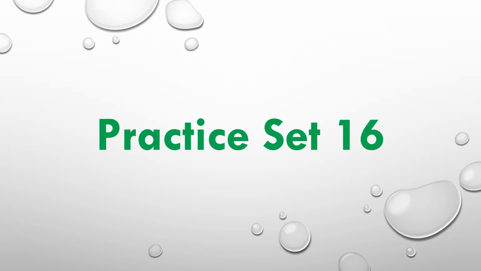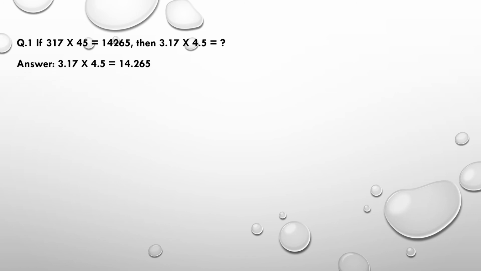Practice set 16. Question 1. If 317 into 45 is equal to 14,265, then 3.17 into 4.5 is equal to what? Answer. 3.17 into 4.5 is equal to 14.265.